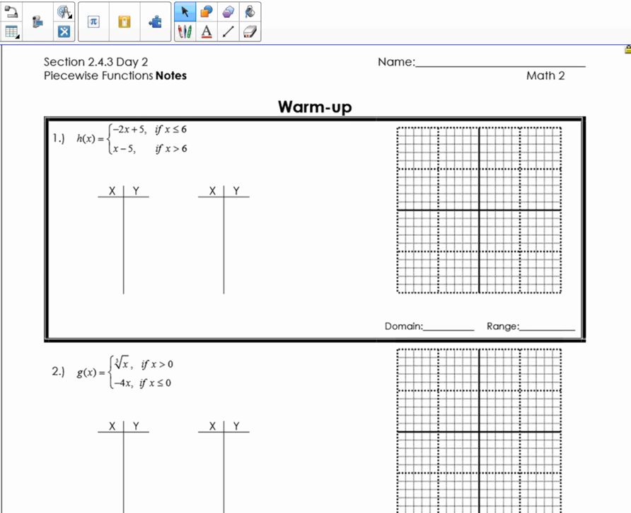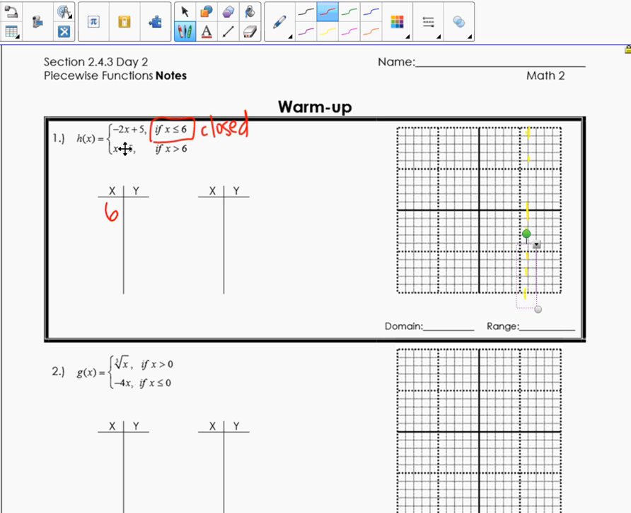All right, so your breaking point is at 6, so that's here. And then if you look, your closed circle is going to be in your top function. So this is closed, and we have a closed circle at 6. So when x is 6, let's see, negative 2 times 6 is negative 12, plus 5 is negative 7.